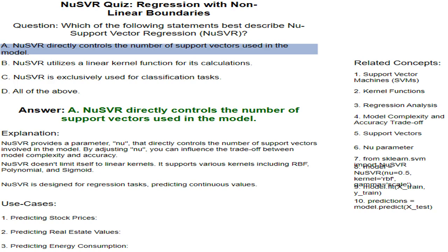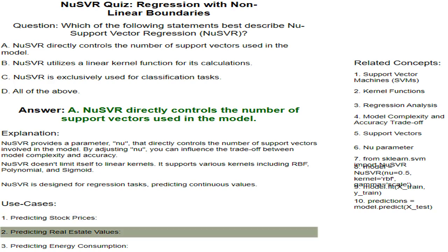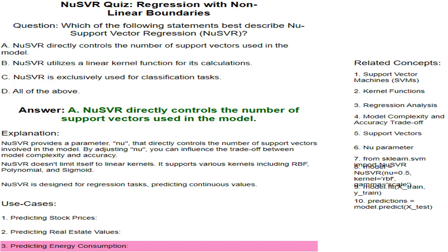X = [[1, 2], [2, 4], [3, 6], [4, 8]], y = [2, 4, 6, 8]. Model = NuSVR(nu=0.5, kernel='linear'). Model.fit(X, y). New data = [[5, 10]]. Prediction = model.predict(new_data). Which of the following statements accurately describes the purpose of one-class SVM in anomaly detection?